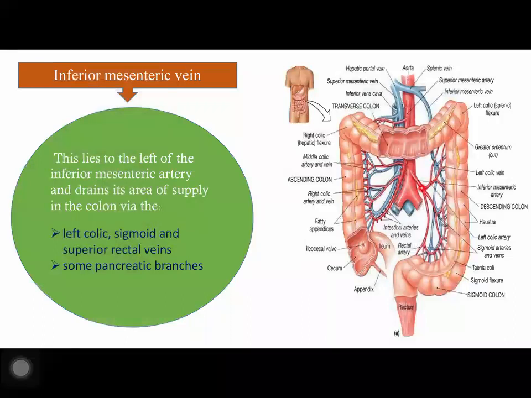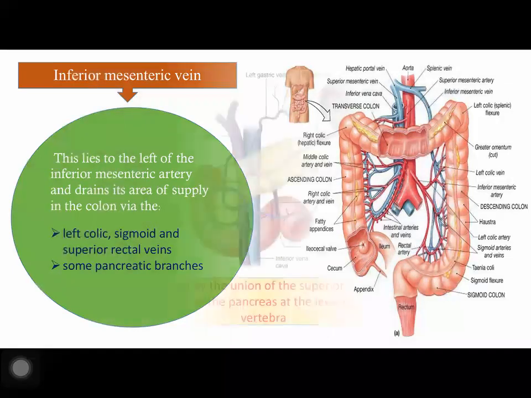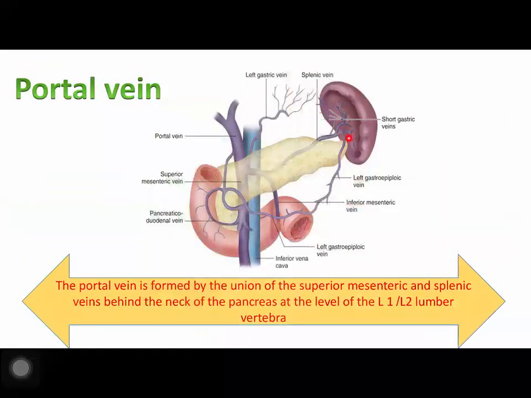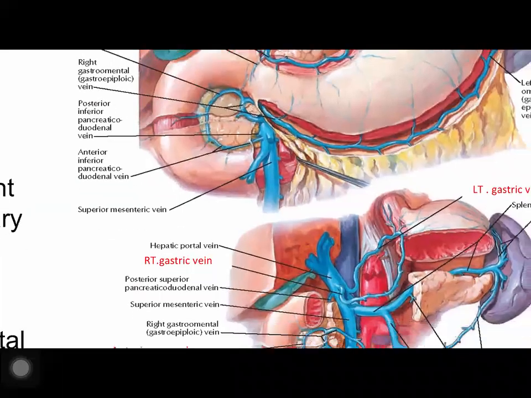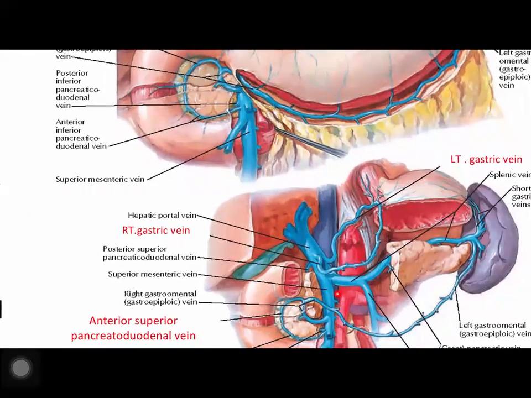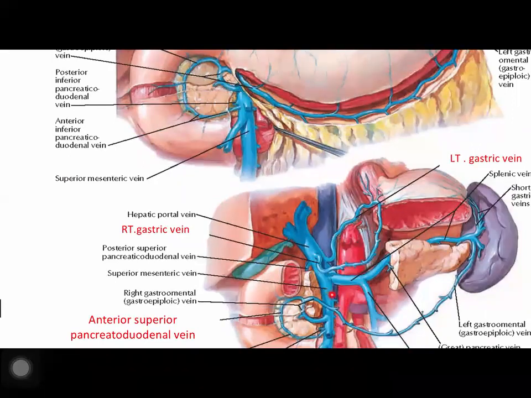This is the inferior mesenteric vein and inferior mesenteric artery. Branches of the inferior mesenteric vein are the sigmoid branch, superior rectal branch, left colic, and some pancreatic branches. The portal vein is formed behind the neck of the pancreas at L1, L2 lumbar vertebra from the union of the splenic vein and superior mesenteric vein. Then it takes branches behind the neck of the pancreas, the superior pancreaticoduodenal branch, and behind the first part of the duodenum.